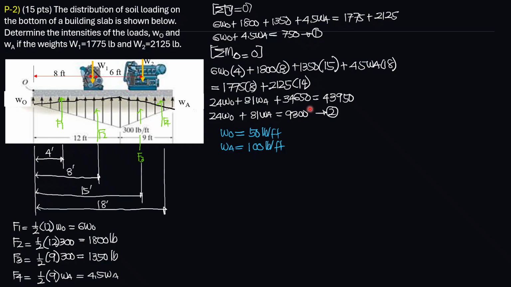Simplifying, 24 WO plus 81 WA. This combined value is 34,650 pound-foot. Then equals the right side combined value 43,950. Simplifying, 24 WO plus 81 WA equals 9,300. That's equation 2. Then solving equations 1 and 2 simultaneously, we get WO 50 pounds per foot and WA 100 pounds per foot.